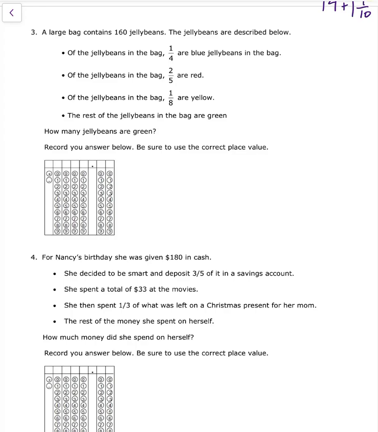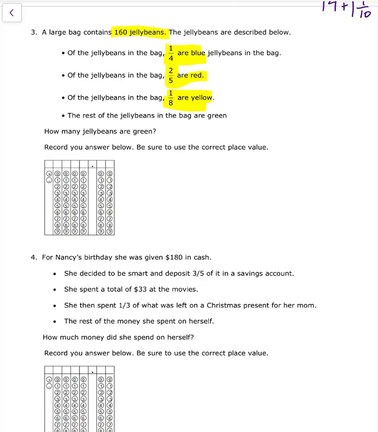All right, number 3 says a large bag contains 160 jelly beans. The jelly beans are described below. Of the jelly beans in the bag, 1/4 are blue. Of the jelly beans in the bag, 2/5 are red. Of the jelly beans in the bag, 1/8 are yellow. The rest are green. How many jelly beans are green?